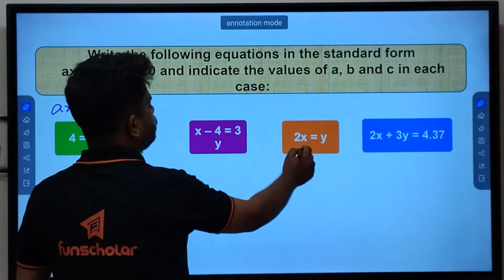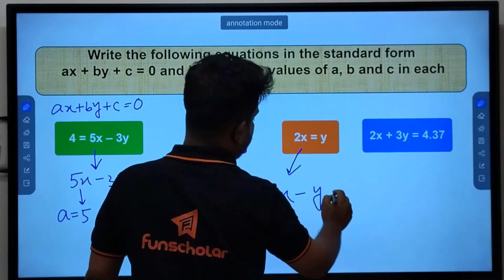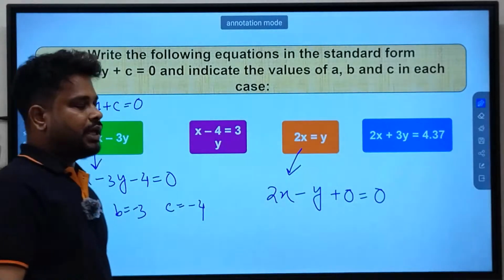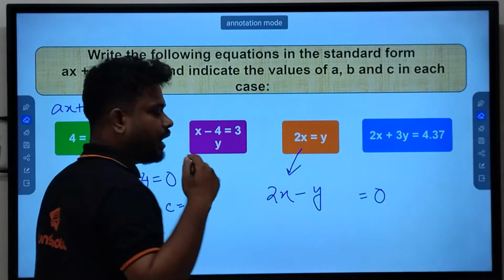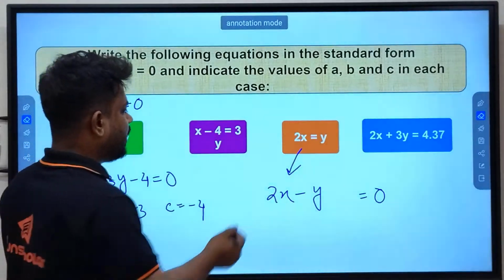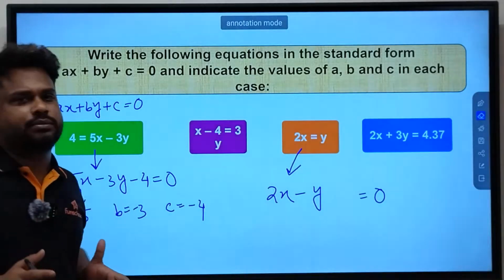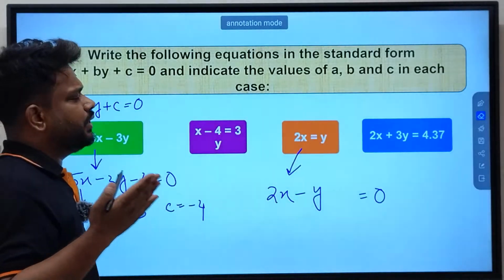For the last one, I am doing this one, and it will look like this. If you don't want to write the 0 again here, you don't have to. But the equation will look like this. This one is quite simple; you don't have to try very hard to do it.